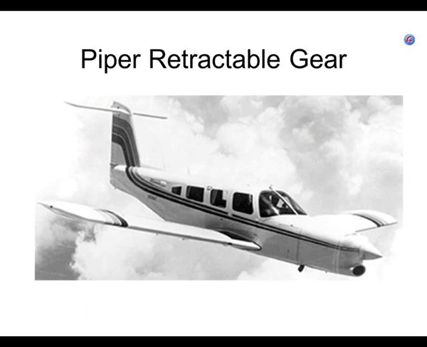Now here's a Piper. The Piper has retractable gear, and it is significantly simpler than the Cessna gear. And as we go on in this lecture, I want you to begin thinking about why you think the Piper designers were able to come up with a much simpler gear system than the Cessna designers. There's a specific reason, and if you think about it carefully enough, let me know in a few minutes.